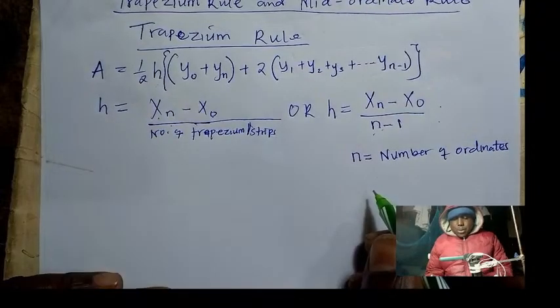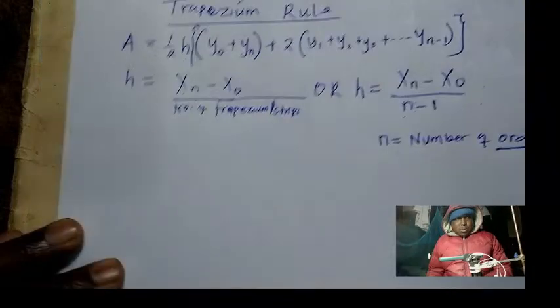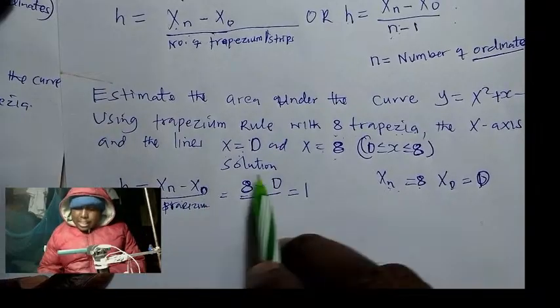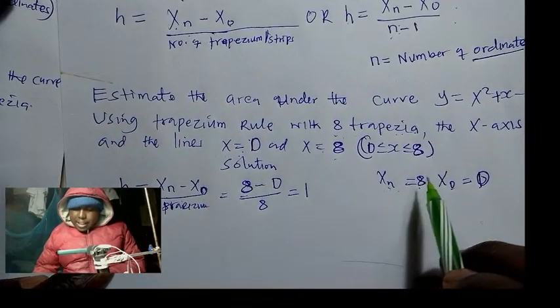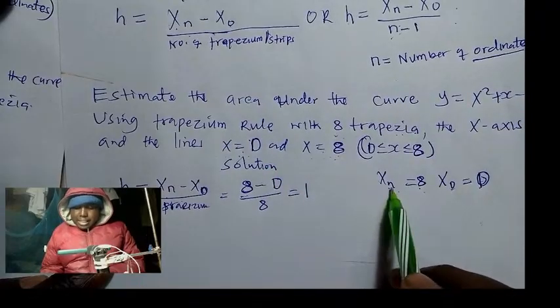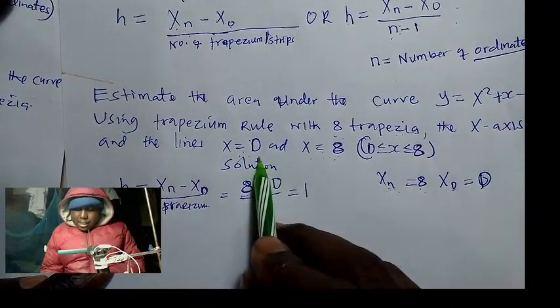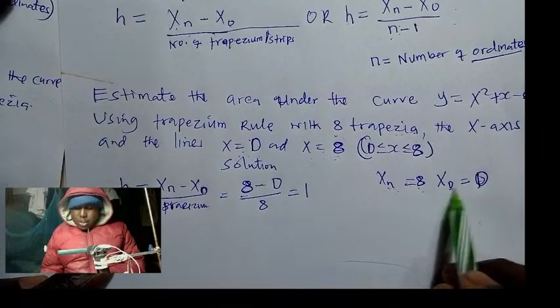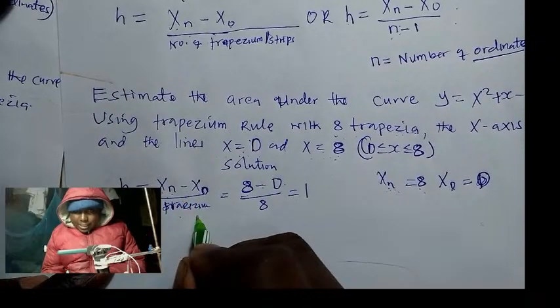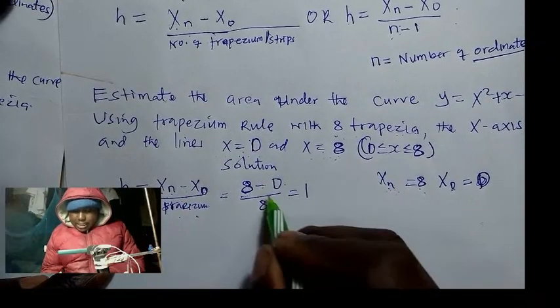When you are given, use 5 ordinates, use 5 ordinates too. Then, once we do the example, we'll be able to estimate. x naught is the value of x, the first number in the range, and xn, the last number in the range, the biggest x value, is 8. So we substitute xn minus x naught, which is 8, and 8 divided by 8 is 1. So our h is equal to 1.